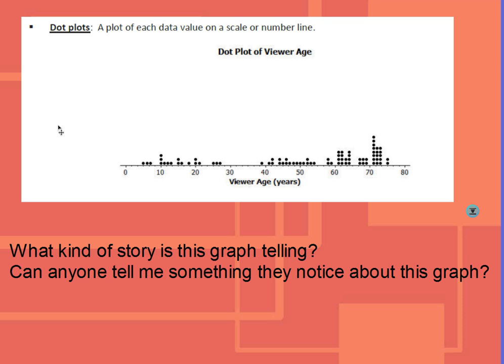What kind of story is this graph telling? Can anyone tell me something they notice about this graph? Raise your hand, speak. First of all, look at the data, look at the title of the story, and then look at the information that is contained in the story. Can anyone tell me something that they notice? Alright, Jake, what do you notice? It is a type of graph. Can you go just a little bit deeper? It's a type of graph and it has dots. That's like saying it's a story and it has a title.